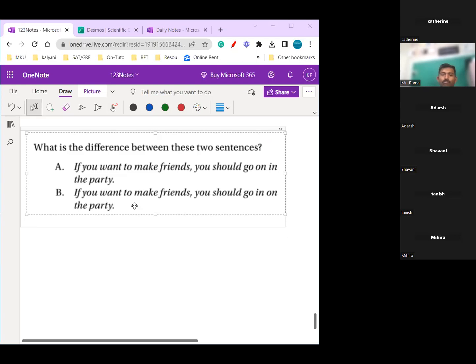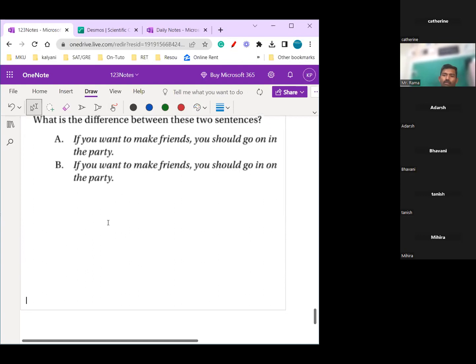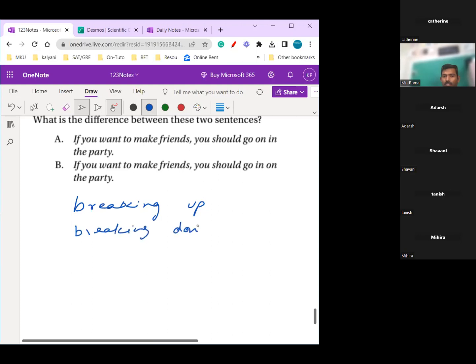So when you write these idioms, for example breaking up, do you guys know what that is? Again, breaking down, or breaking in, and breaking out.